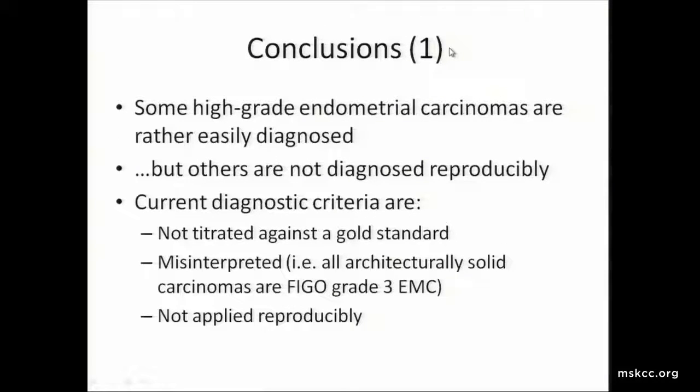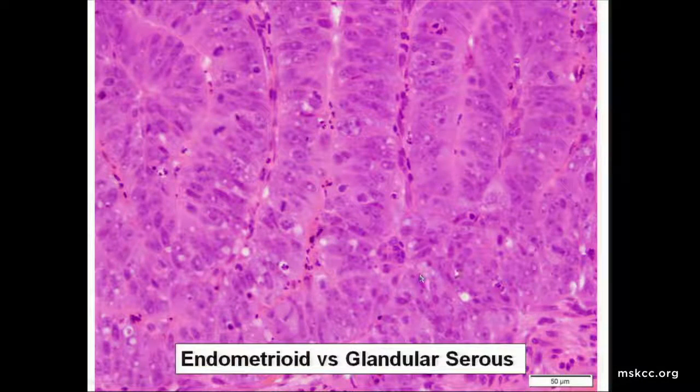So the conclusions from the first part of the talk are these. Some high-grade endometrial carcinomas are rather easily diagnosed, and I'm going to tell you in just a minute which ones they are. Many others are not diagnosed reproducibly, and that's because, hypothetically at least, of a number of different issues here. But there's a fourth that I'm going to talk about subsequently.